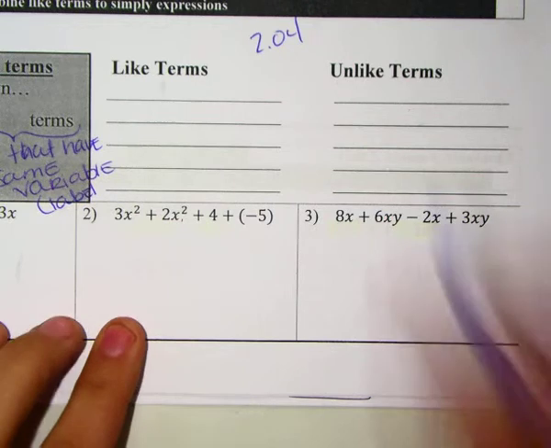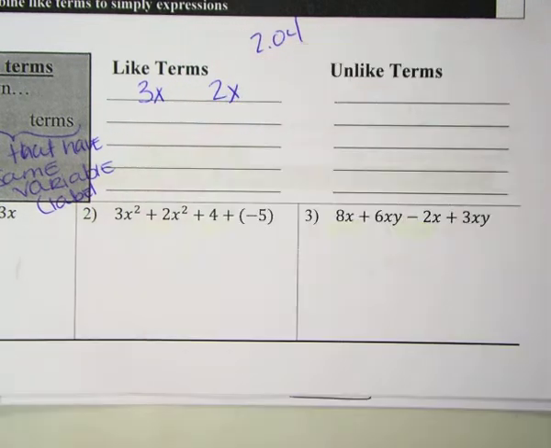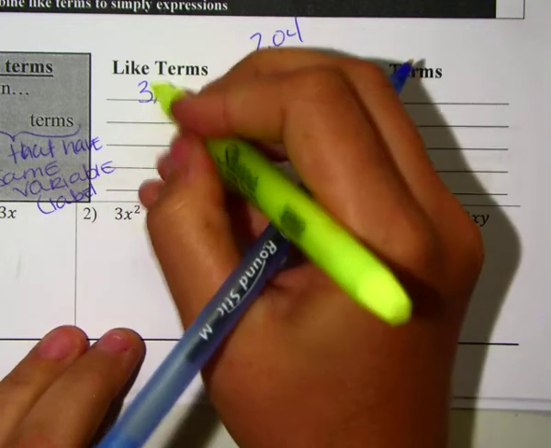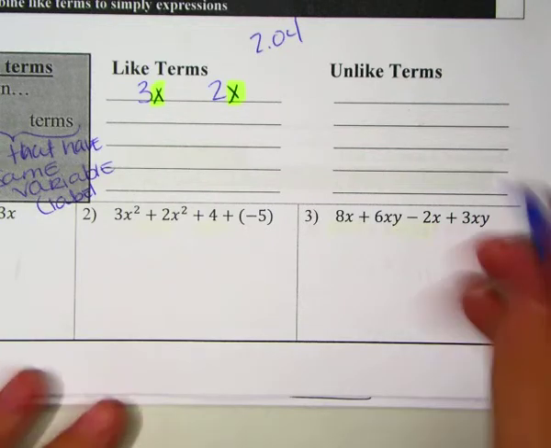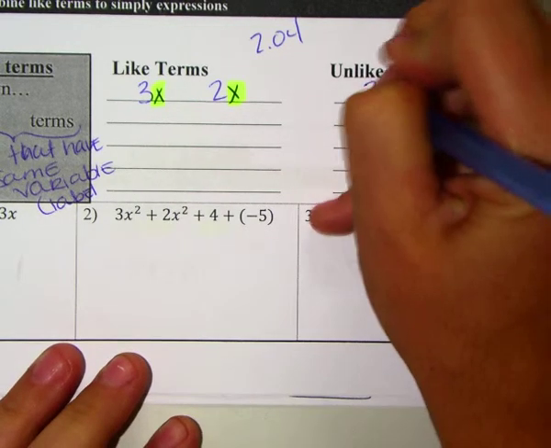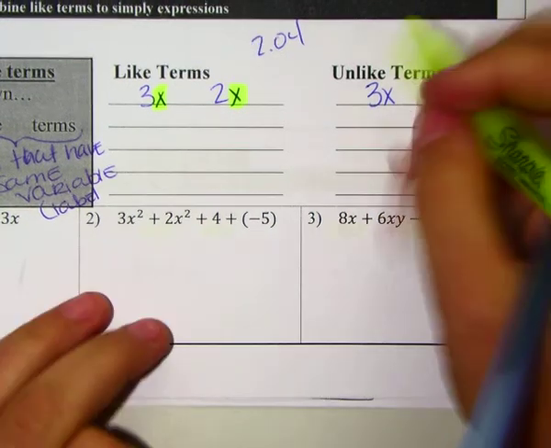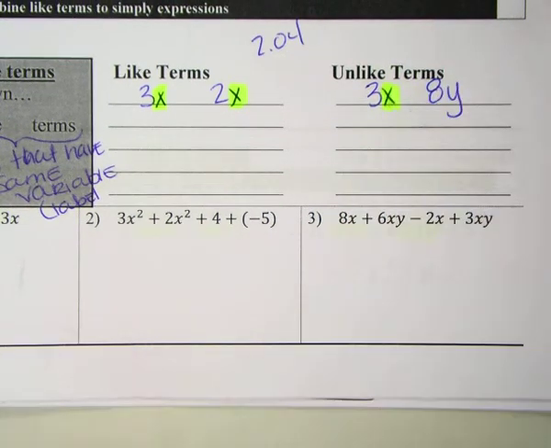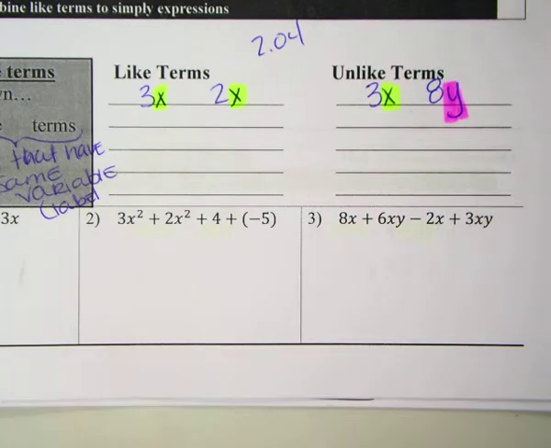So like terms, the easy example is something like 3x and 2x. These are like terms because they both have this x label. They both have an x. Okay. An unlike term would be like 3x and 8y. These are unlike terms because one of them has an x and one of them has a y. So they're two separate things. They're two separate terms, so we can't do anything with them.